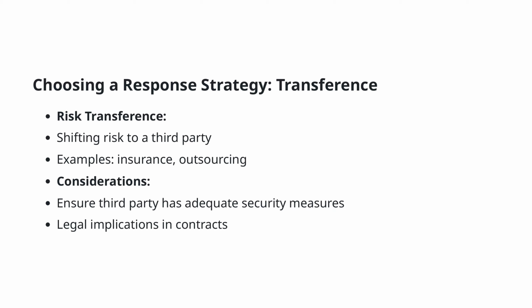When opting for risk transference, it's important to ensure that the third party has adequate security measures in place to manage the risk effectively. Another crucial factor to consider are the legal implications that come with contracts. Make sure these contracts clearly define the responsibilities and liabilities, so there is no ambiguity if a security incident were to occur. In summary, transference can be a viable strategy for managing risk, but it requires careful evaluation of the third party's security posture and clear legal agreements to ensure all bases are covered.